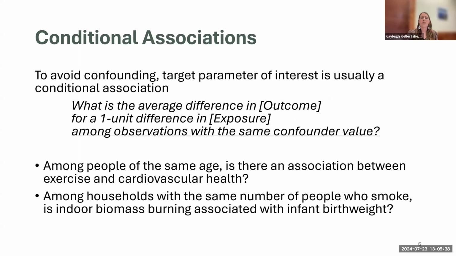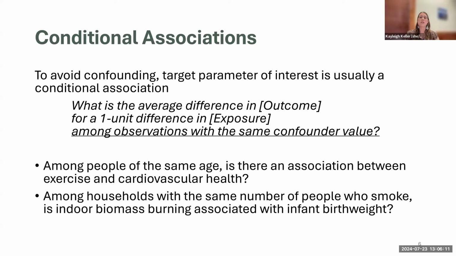Now, what do we typically do about confounding? Generally, the way we approach this from an analytical perspective is to estimate what are sometimes called conditional associations. Basically, we want to think about the comparison among people, or households, or whatever our study unit is, that have the same value of the confounder. So what is the average difference in an outcome variable for a 1 unit difference in an exposure variable among observations with the same confounder variable? That's the generic form of the question we might ask.